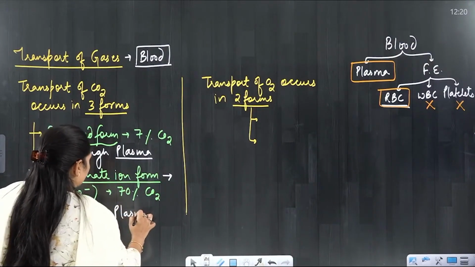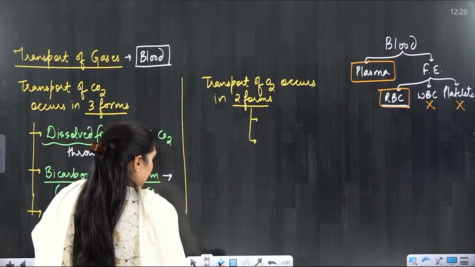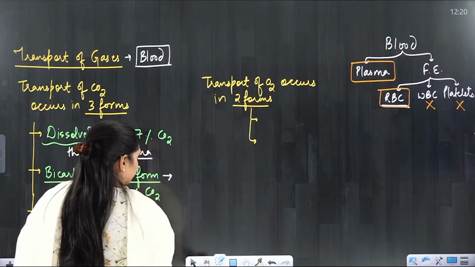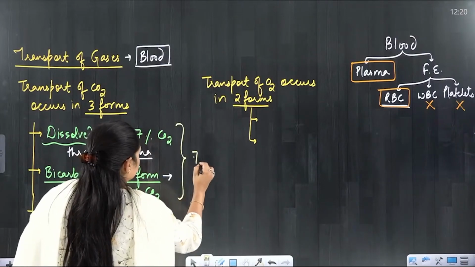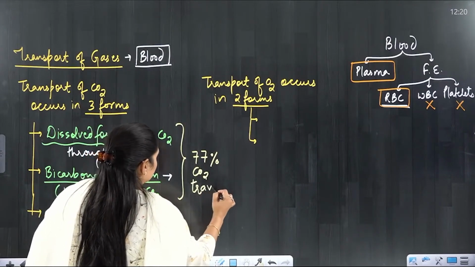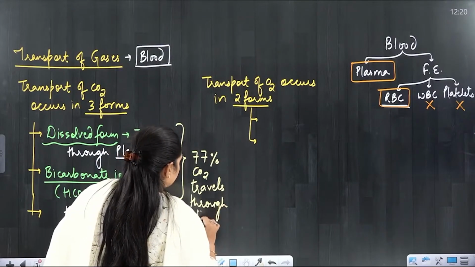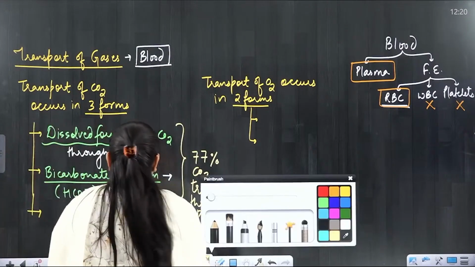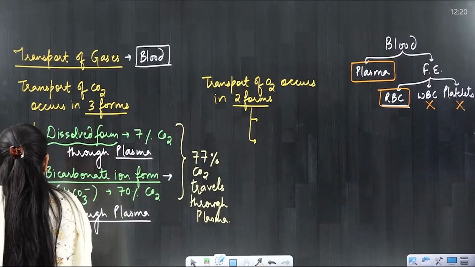So, total how much percentage travels through plasma? Can we tell 77%? 77% CO2 travels through plasma. Yes or no, everyone? How much is left? 23% is left. Okay.